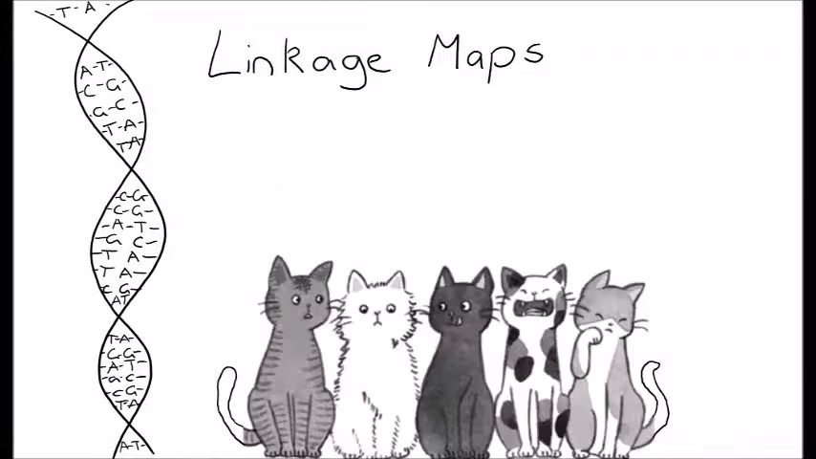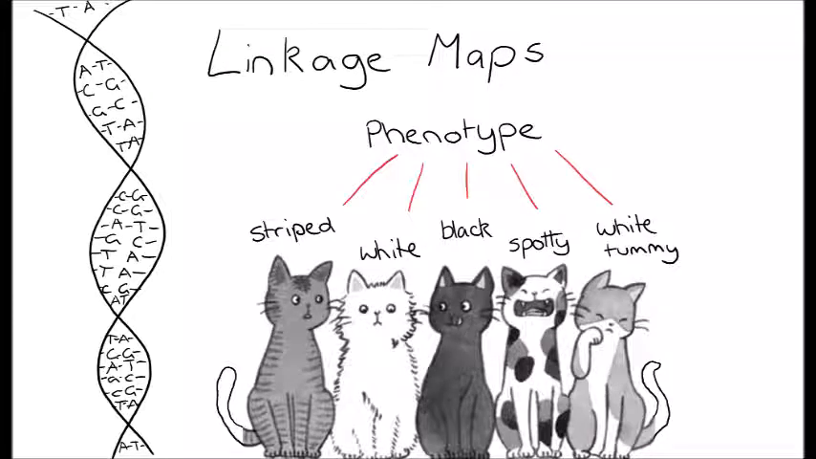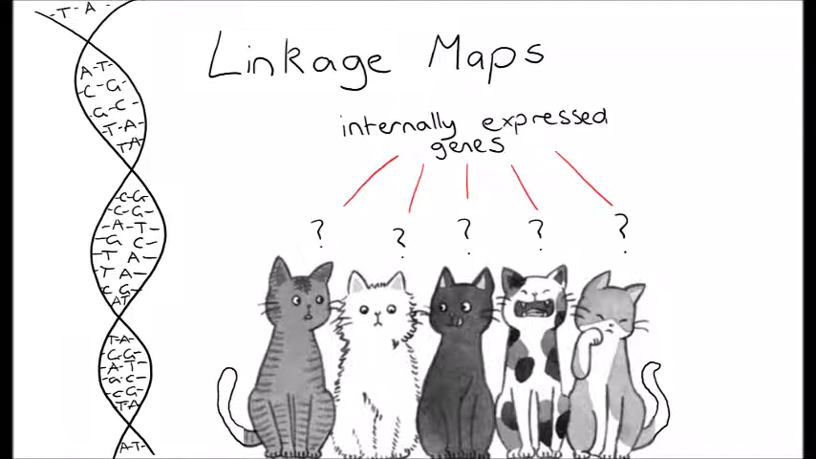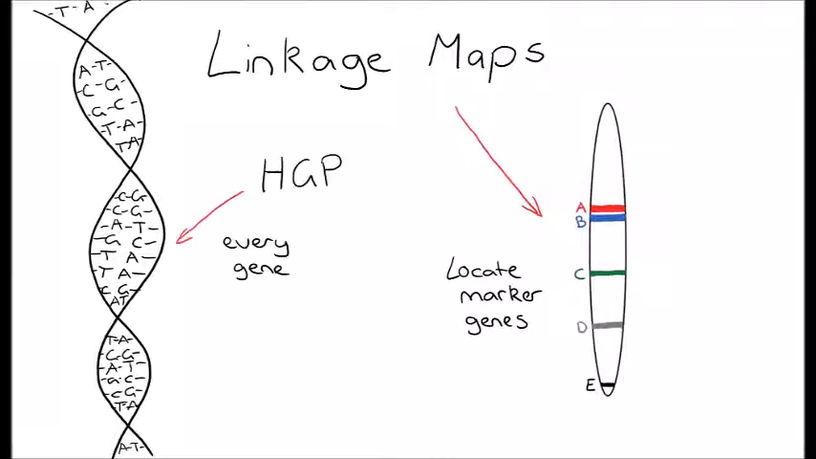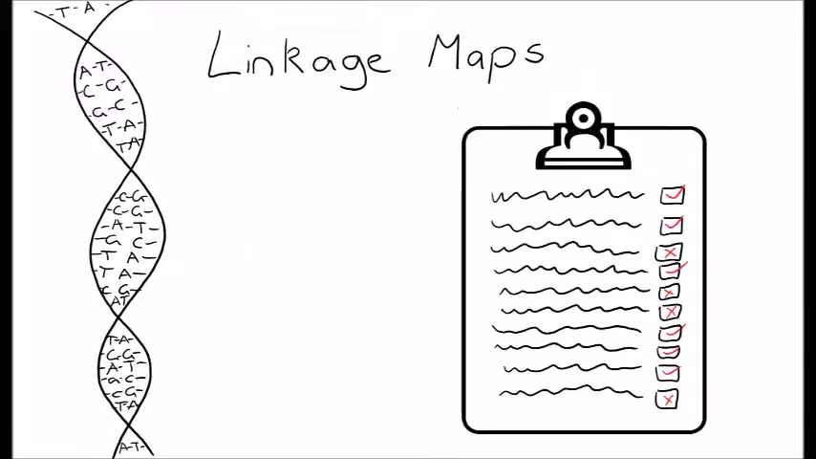Secondly, linkage maps are only able to locate genes that result in a characteristic expressed through the phenotype, for example eye and hair color. Genes that code for internal changes would not be visible and cannot be tested. Linkage maps only locate marker genes within the chromosome, but they do not locate every gene. The HGP mapped every gene in the human body, and that is not possible through linkage maps.